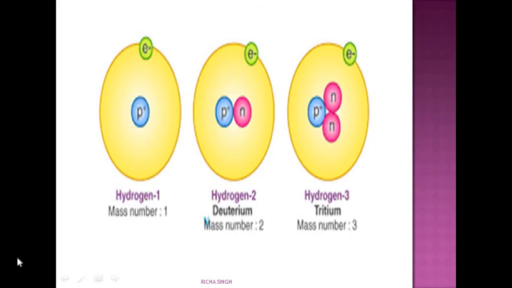Mass number is 3. So they all belong to the same type of element. They all are isotopes of hydrogen only, but they have different mass numbers. The difference in mass number can be seen because they have a difference in the number of neutrons. Hydrogen 1, that is protium, does not contain any neutrons, so it has a mass number of 1. Hydrogen 2, deuterium, has mass number 2, 1 neutron plus 1 proton. Tritium has mass number 3 because it has 2 neutrons and 1 proton.